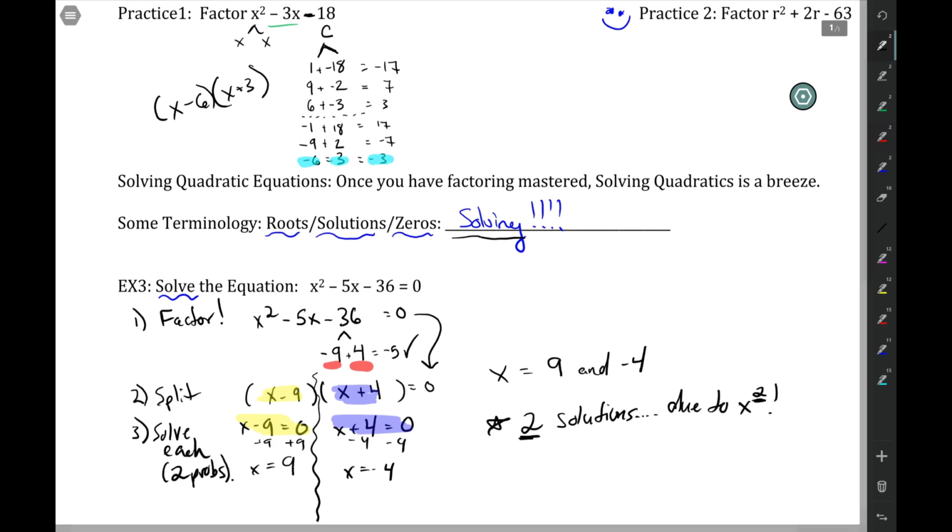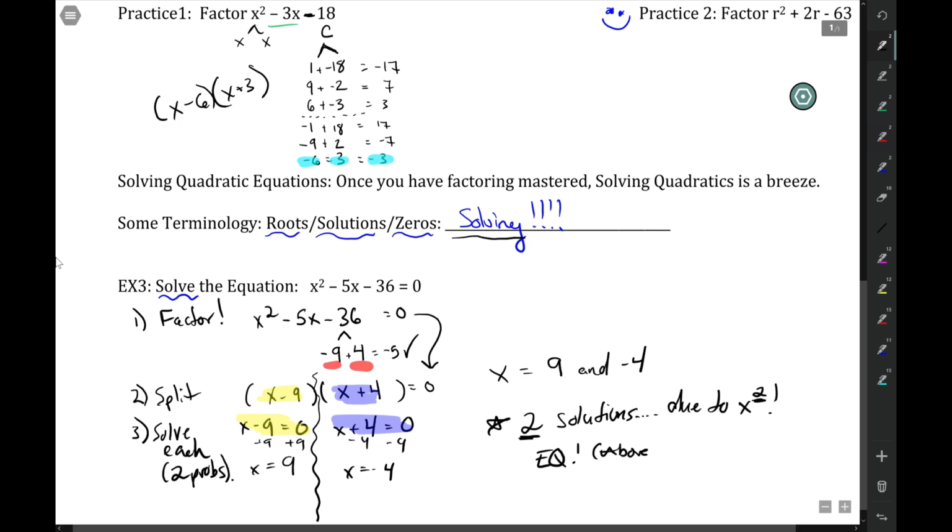We're going to be doing a lot of practice with this. Go ahead and answer, of course, the EQ, which is above, earlier in the notes if you didn't write it down.